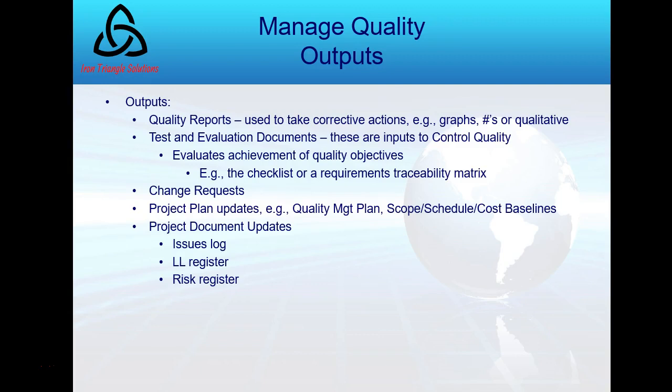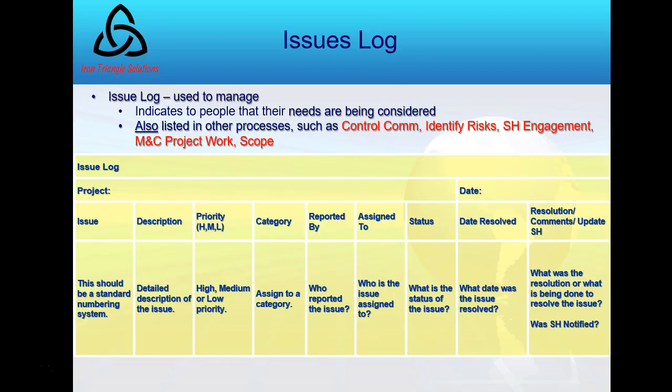And then project document updates. If you found issues, and you likely will, you'd add them to the issues log. If it's a closed item, you'd add it to the lessons learned register, or maybe the risk register if it's a new risk. And here's a sample issues log for you. Notice I have at the end on the right my resolution comments updated. Did I reply back to the stakeholder that brought up the issue? I think that's very, very important. Okay, and it's used to manage.